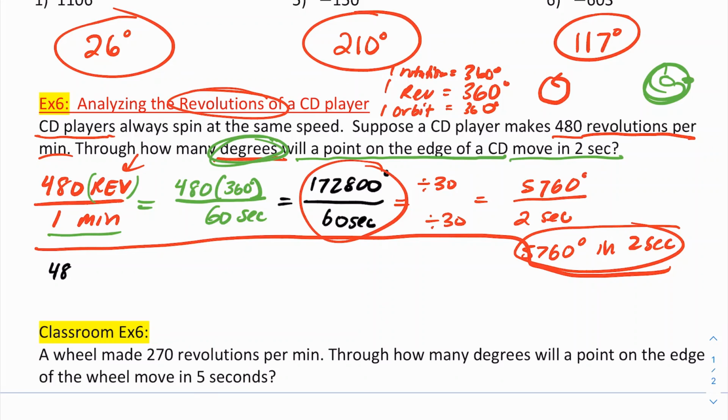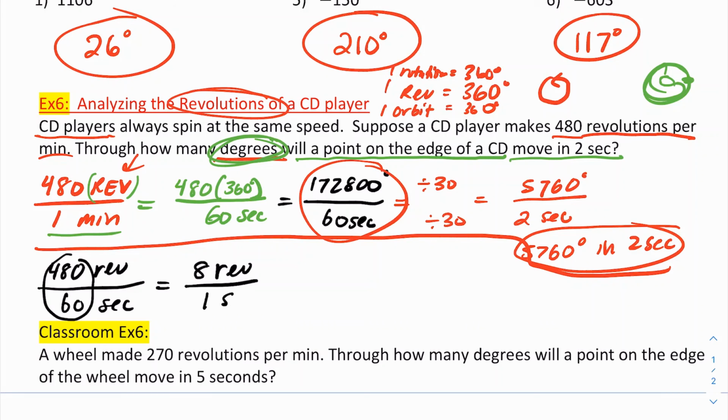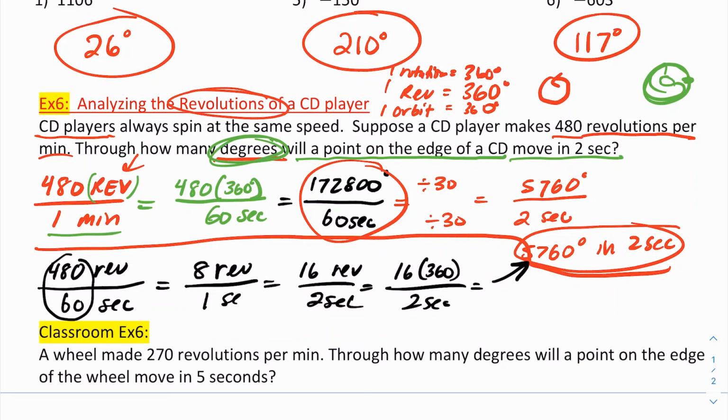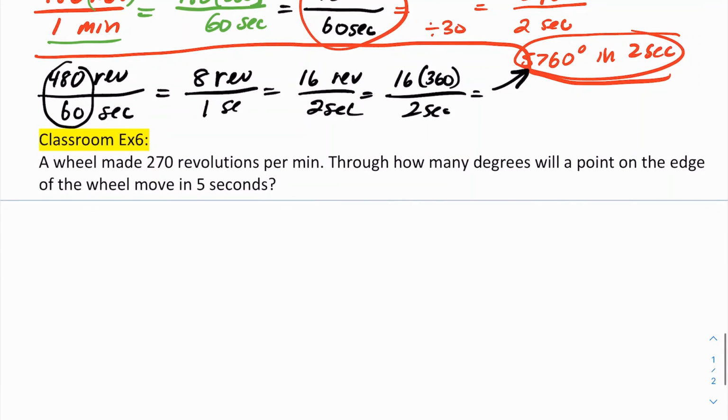So I could have done 480 revolutions instead of a minute. We'll change that to 60 seconds. And then I could just reduce this. So that would give me 8 revolutions in 1 second, which would mean it would be 16 revolutions in 2 seconds. So then there would be 16 revolutions in 2 seconds, which would give you the same answer. So more than one way to do the same thing. Go ahead and try the last problem, and then unpause it once you're finished so you can see if you got the right answer.